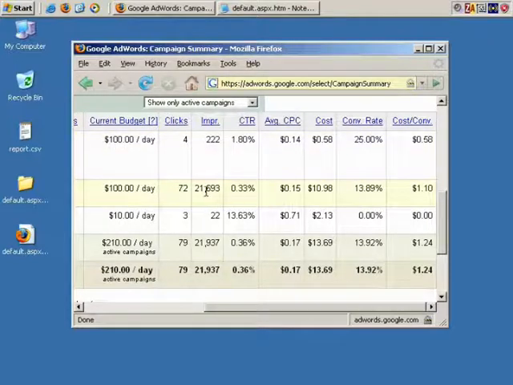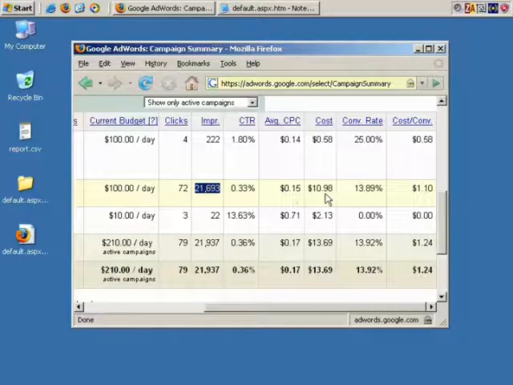This second row is advertising the same thing, but whereas the top row represents a search network campaign, this is a content network campaign. And as you can see, the content network brings you a lot more traffic for the same period of time. Almost 22,000 impressions, 72 clicks, for a click-through ratio that's much lower, 0.33%, which is to be expected with a content network campaign. Average cost per click is 15 cents.